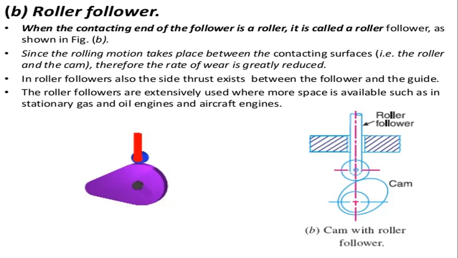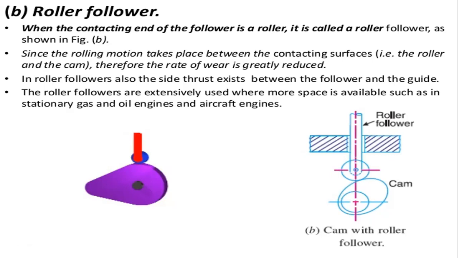Since the rolling motion takes place between the contacting surfaces, that is the roller and the cam, the roller is used to move on the surface of the cam. Therefore, the rate of wear is greatly reduced. The point of contact is not the same in the roller, so all the surface has to be in contact with the cam. This rolling over the surface is why we are getting less wear here.